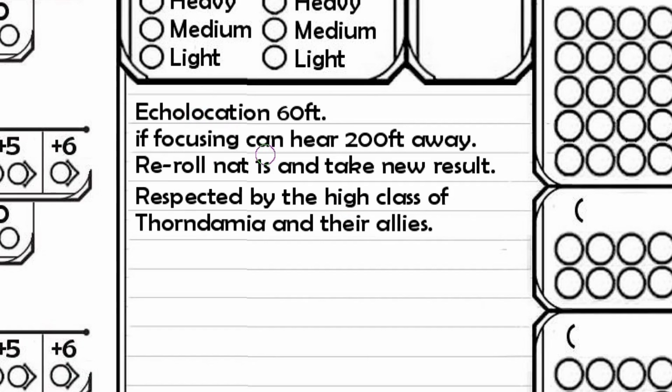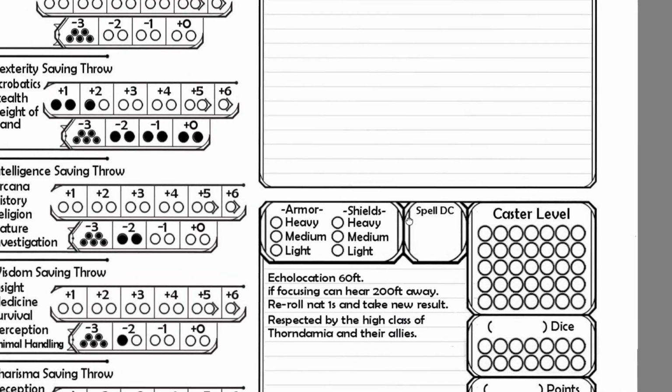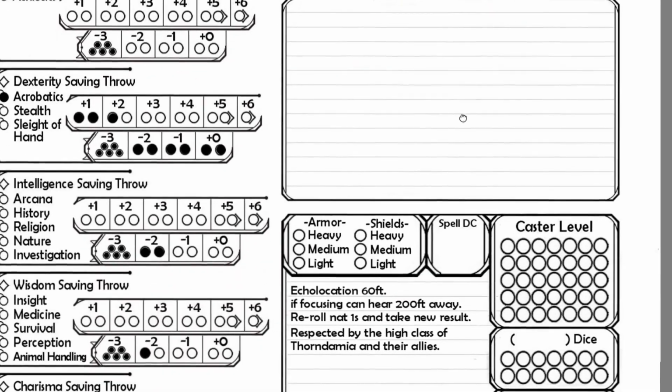Under our racial traits, I've written down respected by the high class of Thorndamia and their allies, because that is the city that I've chosen our character to have been knighted in. Of course, you should pick a city from which your DM would allow, and talk to your DM about that before you write it down.